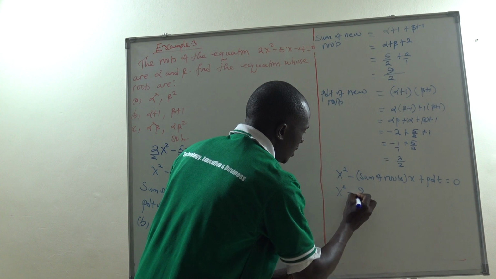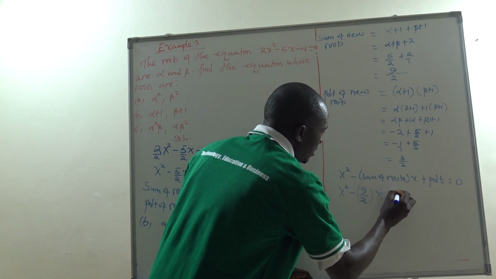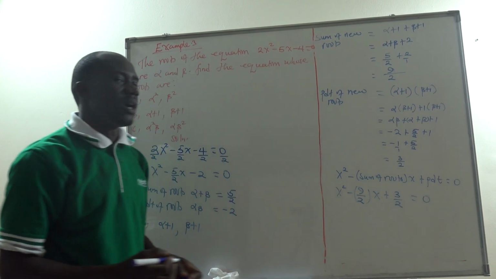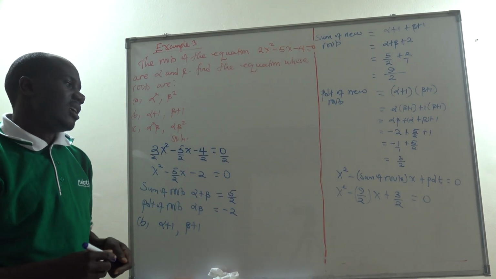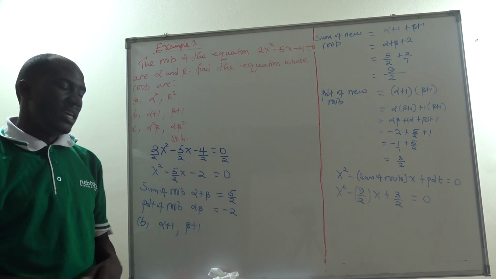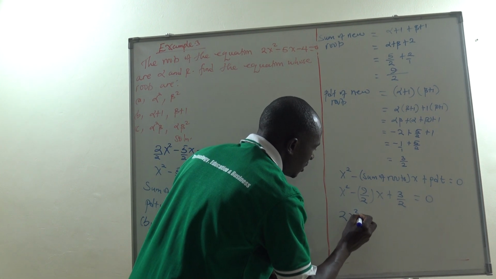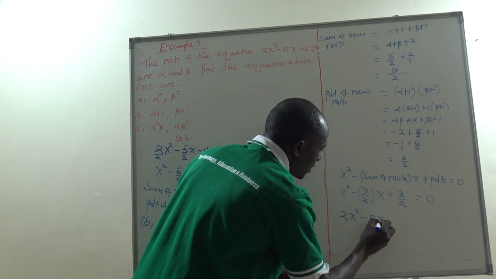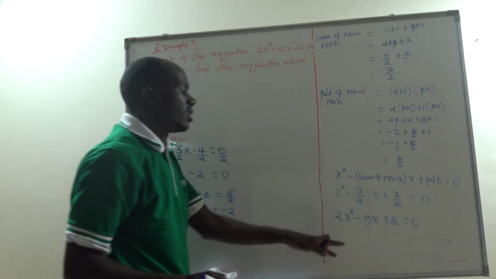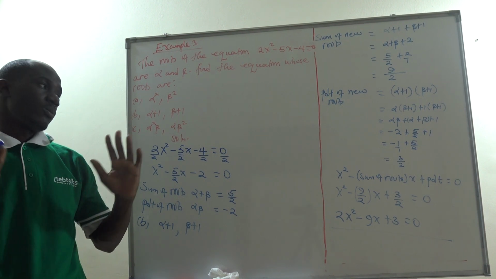We say 9 over 2, x, then plus 3 over 2 equals 0. So look at the nature of our denominator. The denominator is carrying a 2, so multiply this out by 2. What are we going to come out with? This is 2x squared minus 9x plus 3 equals 0. This is the required equation which they wanted you to come out with.